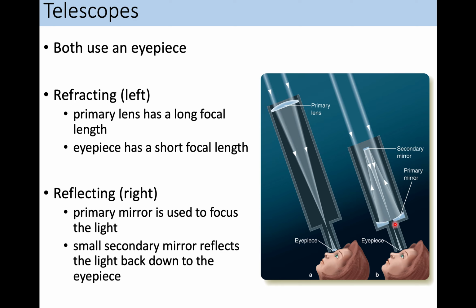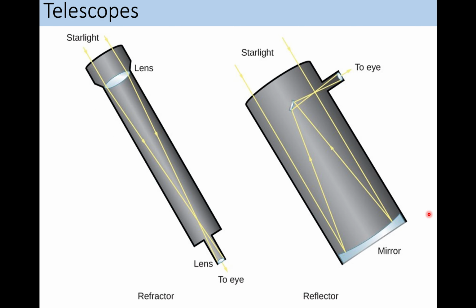So the primary mirror is what's focusing the light. However, then it's pointing in the wrong direction, so the secondary mirror just bounces it back down so that you can see it looking into the eyepiece.